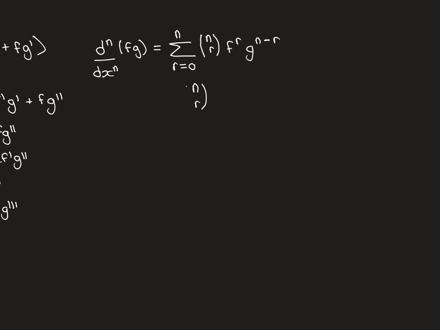equally validly, you could write nCr, like so. And this is n factorial over n minus r factorial, r factorial. And remember, this has a huge number of different meanings. It's a very powerful concept in maths.